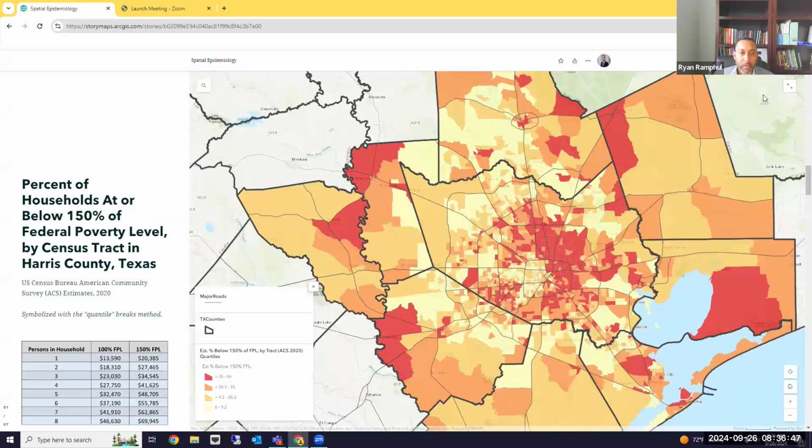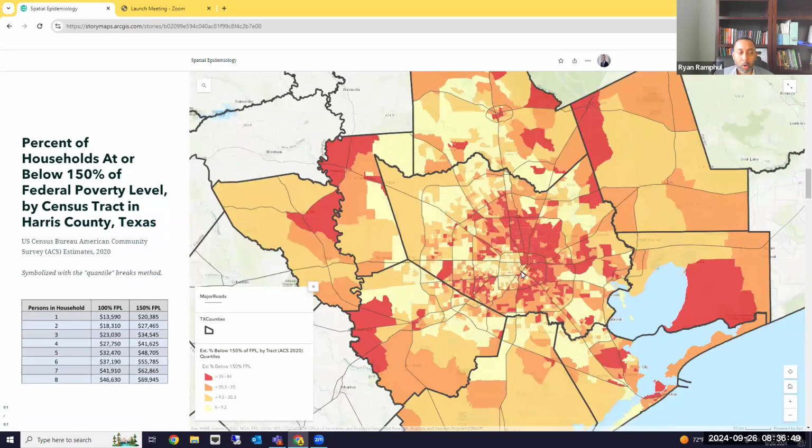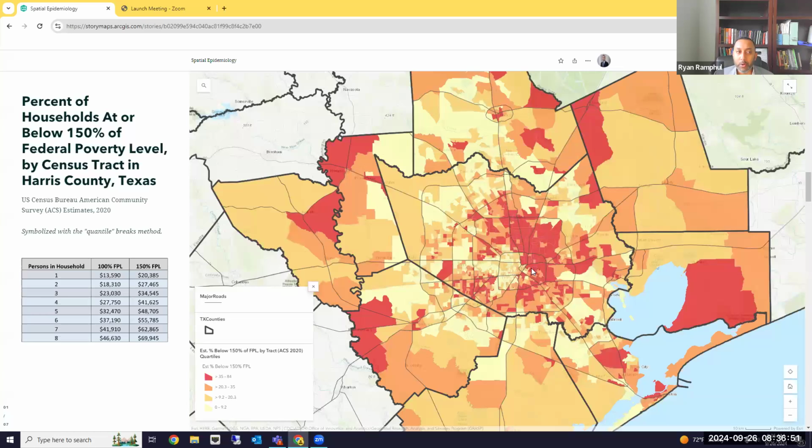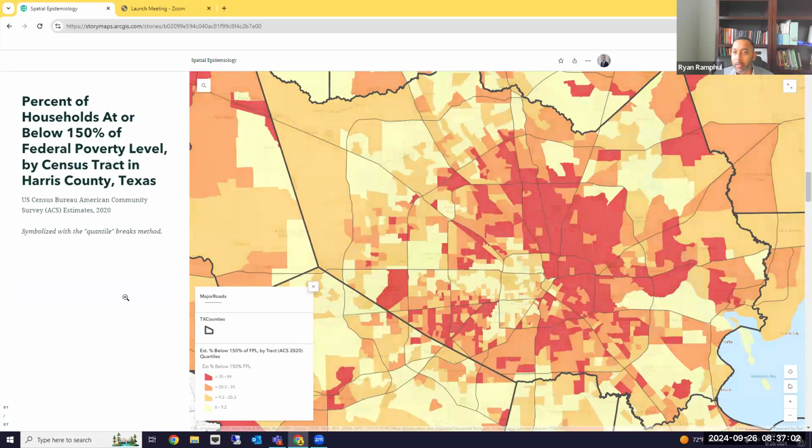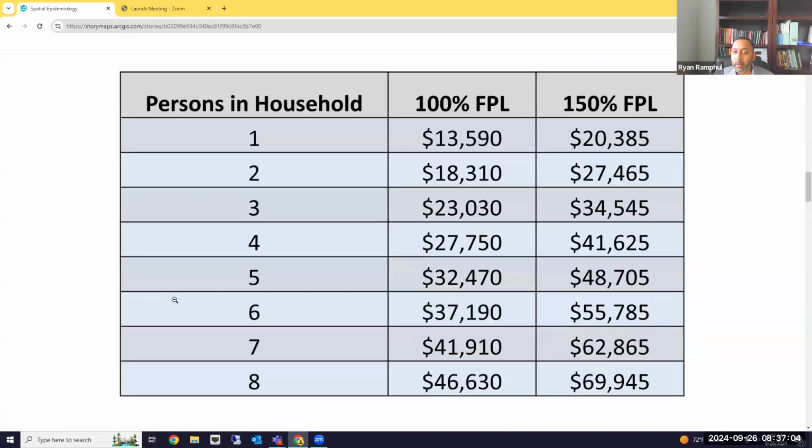So what you're looking at here is a choropleth map of the percent of households at or below 150% of the federal poverty level by census tract, by neighborhood in Houston. I can zoom in so people can see it a little bit better. For those who are unfamiliar with the federal poverty level, just in case you need a refresher, it's a metric that's set every year from the federal government, and it's based on household size and adjusted for inflation every year since the 1960s, by the way.